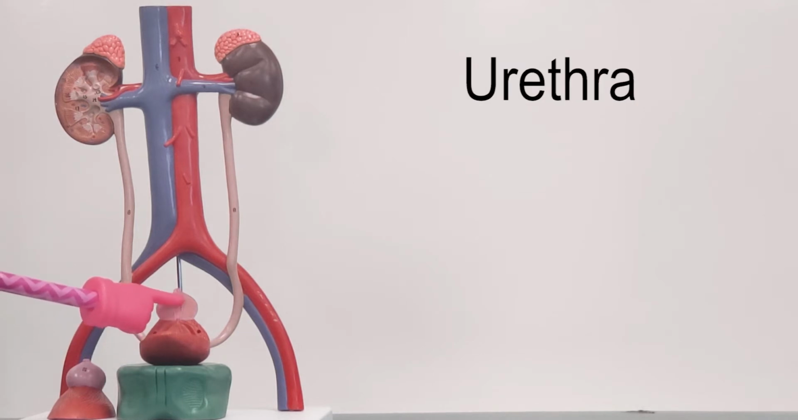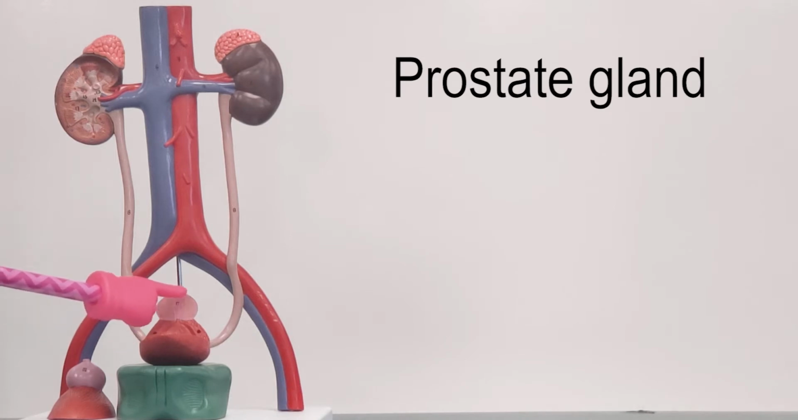Urethra. Signified by dark pink, urine exits the body via this tube. Prostate gland. The prostate gland surrounds the urethra.